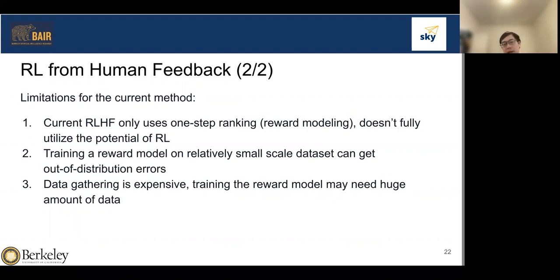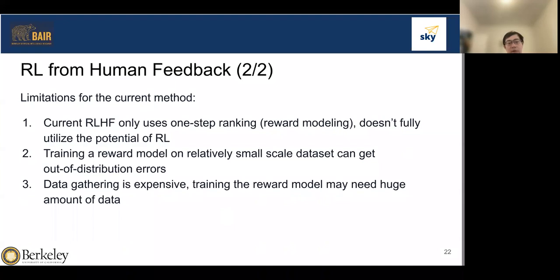And the third one is that the data gathering is really, really expensive, because we're still not sure how large the dataset size is using OpenAI's scheme. They claim in their original paper it's not too much. It's about several, I think at most 100K or something.